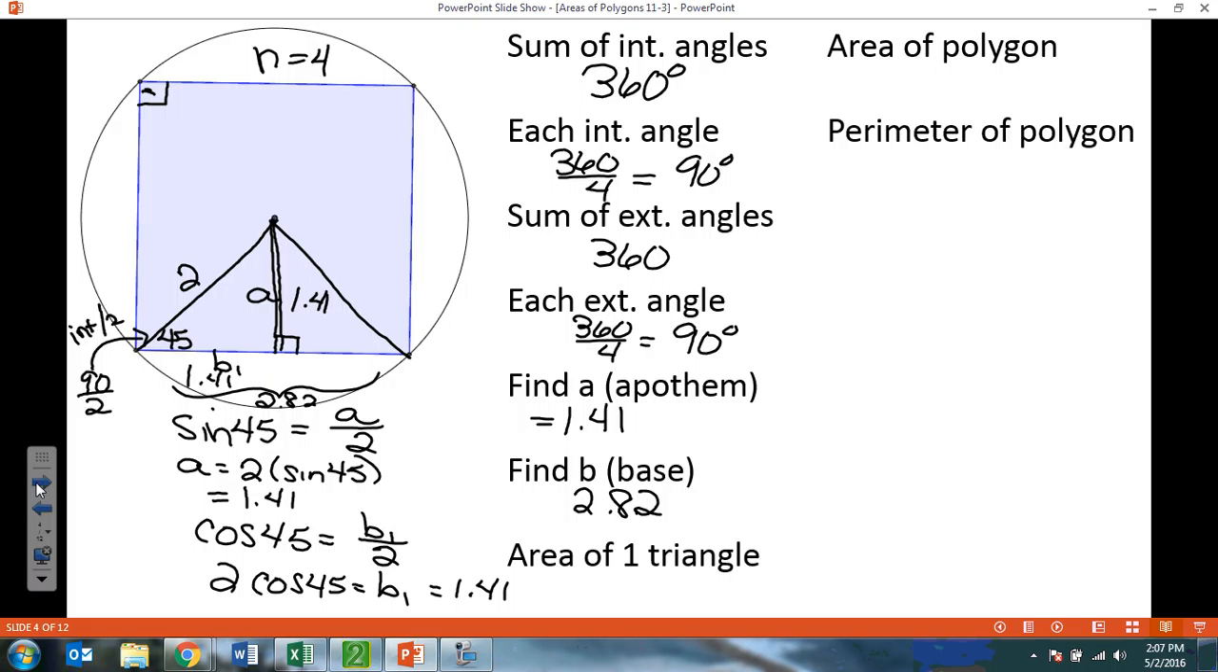To find the area of the triangle, we take 1/2 the base times the height, or base times height divided by 2. In this case, our base is our big B, and our height is the apothem. So we're taking 2.82 times 1.41 and dividing that by 2. And what do we get for the area of one triangle? Because we had to double the little half base to find the full base. So what do you get?